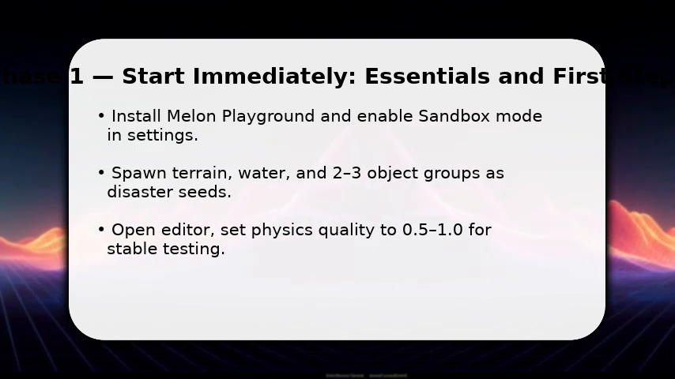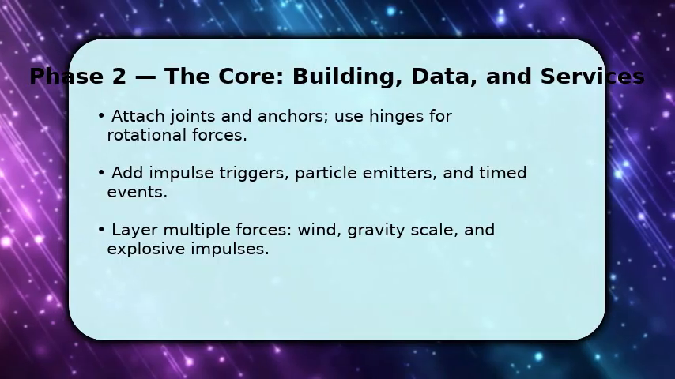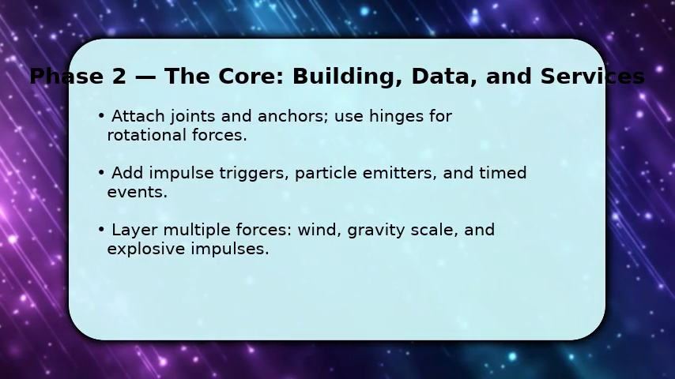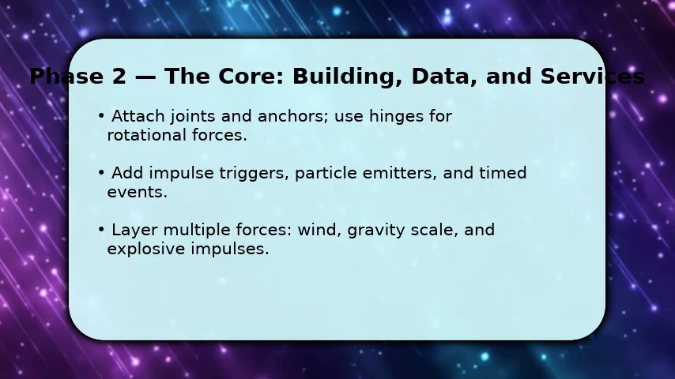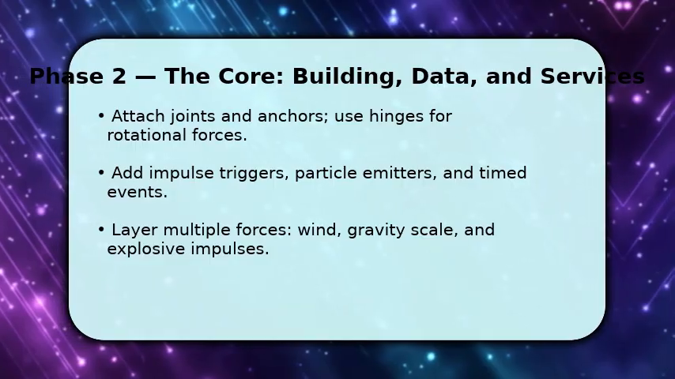Now you construct the core mechanism. Attach joints and anchors to critical objects, using hinges where rotation will amplify damage. Then add impulse triggers and particle emitters. Set emitters to burst mode so effects happen suddenly.